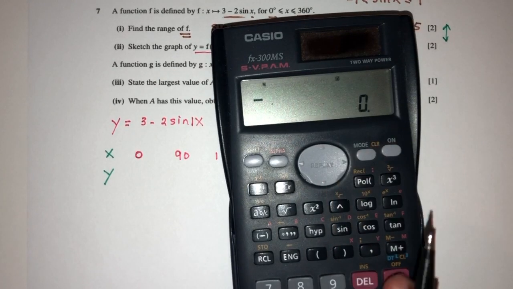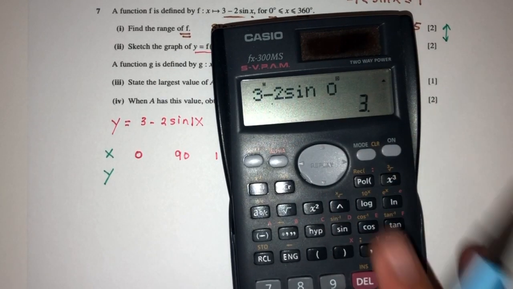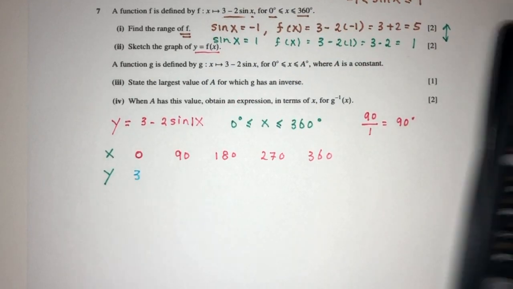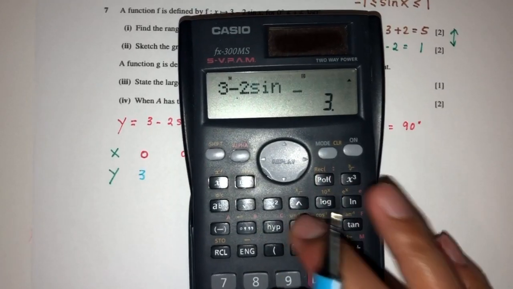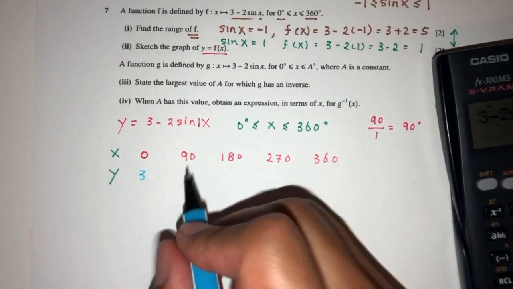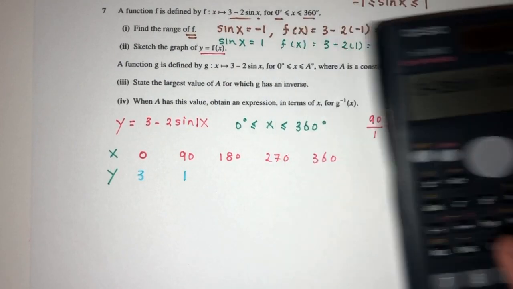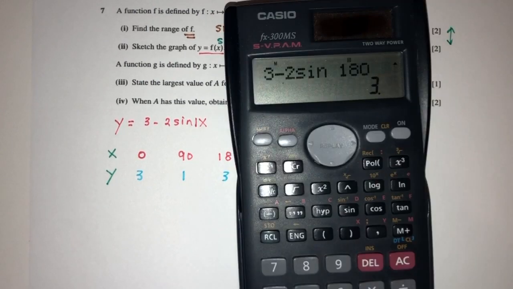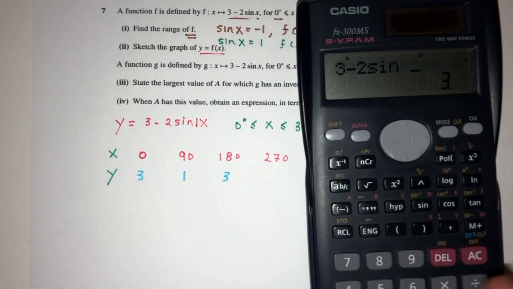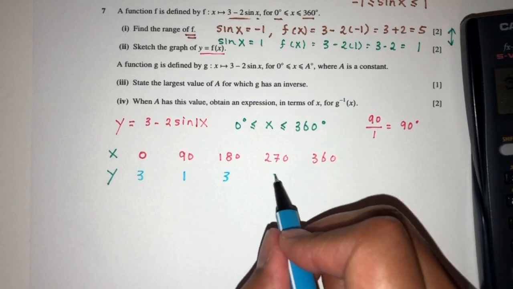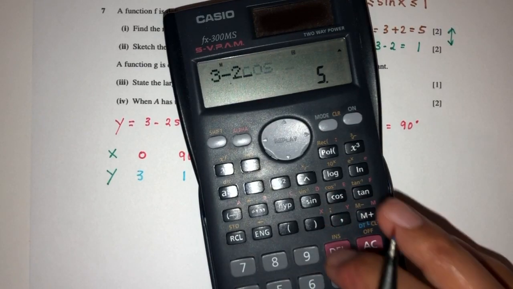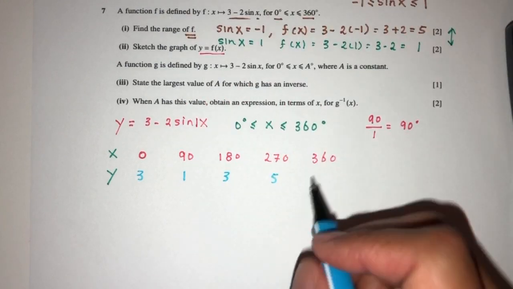Let's find the corresponding values of y. First one, 3 minus 2 sine 0, that will be 3. Then we have 3 minus 2 sine of 90, that should be 1. Then 3 minus 2 sine of 180, that should be 3. 3 minus 2 sine of 270, that should be 5. And finally 360, 3 minus 2 sine of 360, that should be 3.